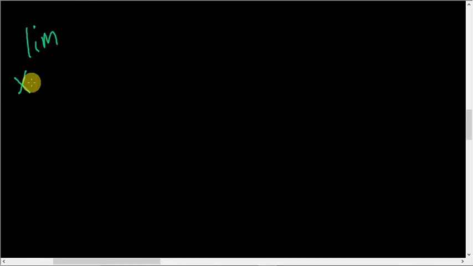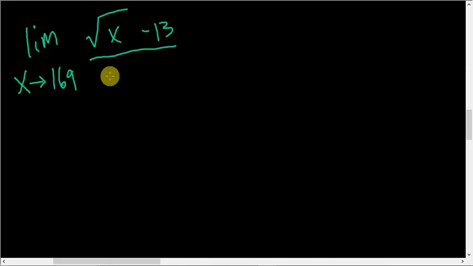as x approaches 169, square root of x minus 13 over x minus 169. Alright, so naturally if you plug in 169, you get 0 on the bottom and you get a 0 on the top, so this would give us 0 over 0, which doesn't work. But again, we can factor it like we did in the last one.